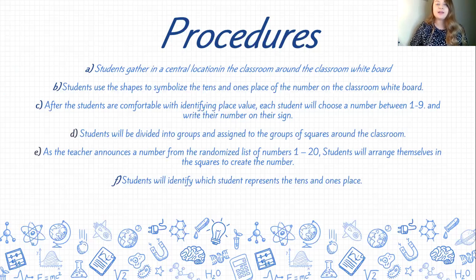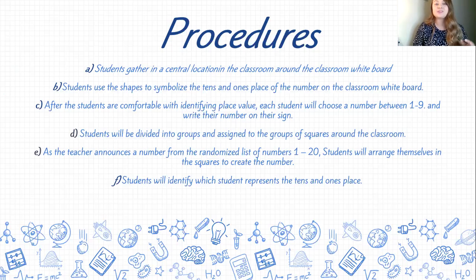Students will then be divided into groups, especially if you have a larger class, and students will be assigned to each pair of squares around the classroom. For example, you might want to use 5 students on each pair of squares. If you need to control more behavior management in your classroom, then you can lower the amount of students at each pair of squares.